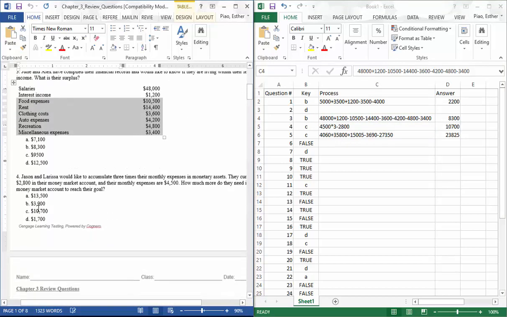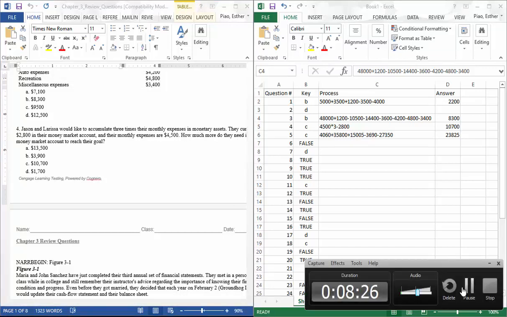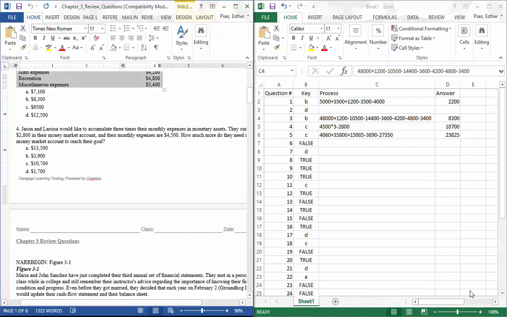Okay, and then the last one, number four. Jason and Larissa would like to accumulate three times their monthly expenses in monetary assets. They currently have 2,800 in their money market account, and their monthly expenses are 4,500. How much more do they need in their money market account to reach their goal?